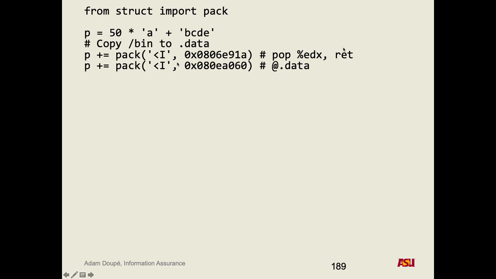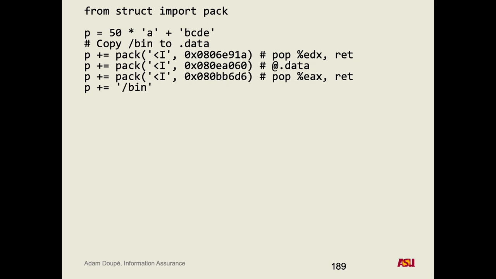What do we want to be in edx? The address of .data. So we're going to first copy the string /bin into .data. This is the address of .data that we learned from looking at the ELF header. Now we need to control eax because we need the string /bin there. Again, remember, just like before, whatever is after this on the stack is where this gadget is going to return and execute from.